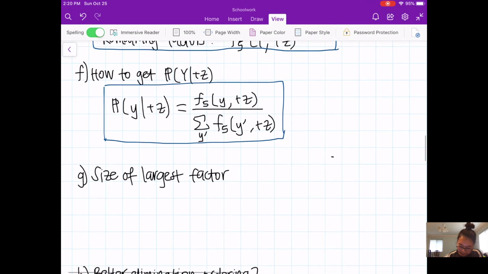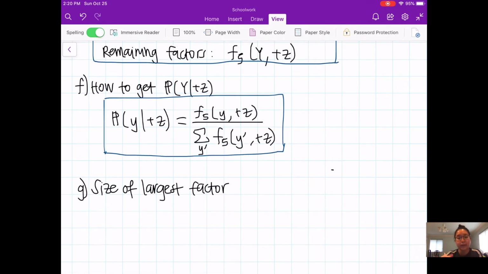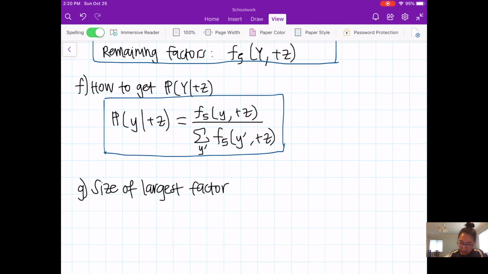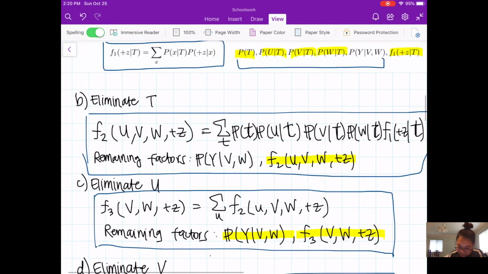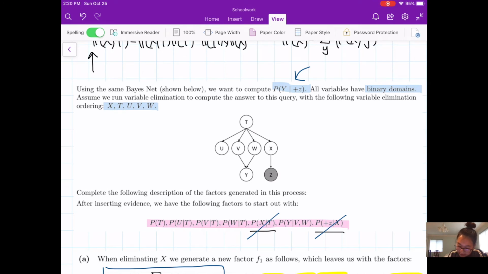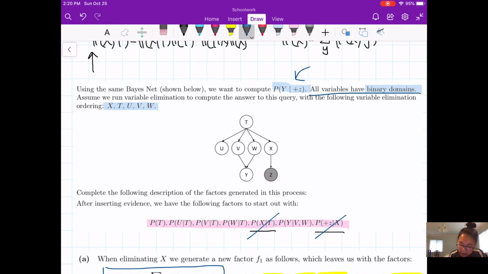Now we have some questions in the other subparts that just reinforce the understanding of variable elimination and how we can better it. So part G specifically asks for the largest factor size. So let's actually go back and look at the different factors we have created. So first of all, the problem statement tells us that all variables have binary domains. So we know that for each variable, there are two different options, like positive or negative for the variable values. So that's why in terms of number of possibilities, there's two for each variable.